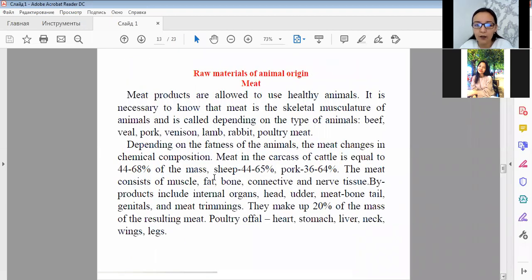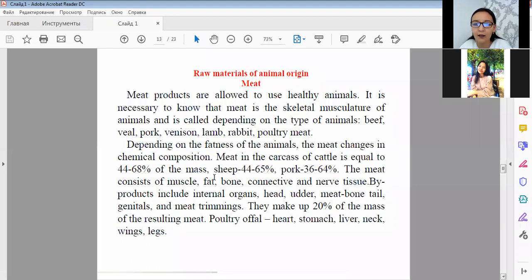And the next is about the meat. Meat products are allowed to use healthy animals. It is necessary to know that meat is the skeleton muscle of the animals and is colored depending on the type of animals: beef, veal, pork, venison, lamb, rabbit, poultry meat, and others. And depending on the fatness of the animals, the meat changes in chemical composition.